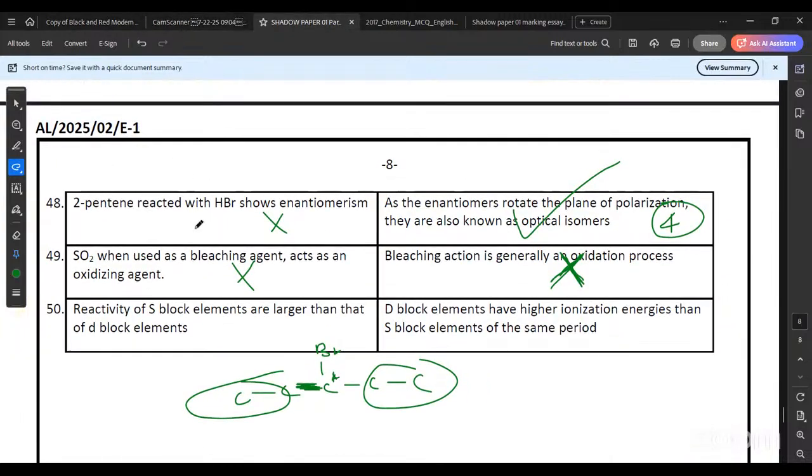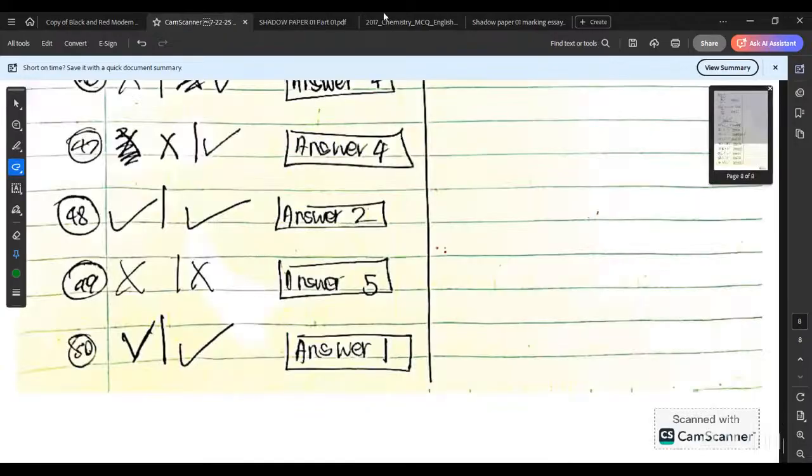Did I give that one as correct in the marking scheme? Let's look again. 2-pentene, right? Meth, eth, prop, but, pent. 1, 2. 2-pentene. Okay, reacted with HBr, the Br comes to the central part, and then this one becomes, yes, this is wrong. Make it wrong. Enantiomers rotate the plane of polarization of light. So make statement 48 wrong too, and then this one becomes answer 4. Please adjust the mistakes from your side, people.